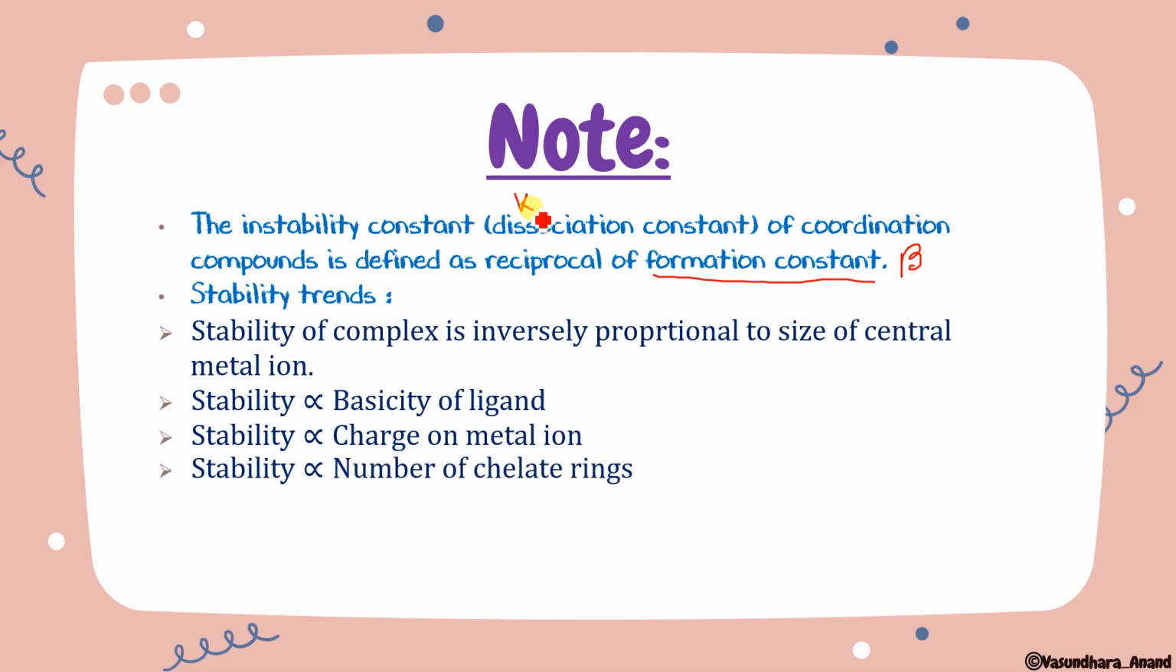Stability is directly proportional to the number of chelate ligands. Obviously, जितने ज़्यादा chelating ligand होंगे, उतनी ज़्यादा stability होगी, because chelating ligands are what make the ring-like structure. So the more the ring-like structure, the more will be the stability. The lesser the ring-like structure, the lesser will be the stability.